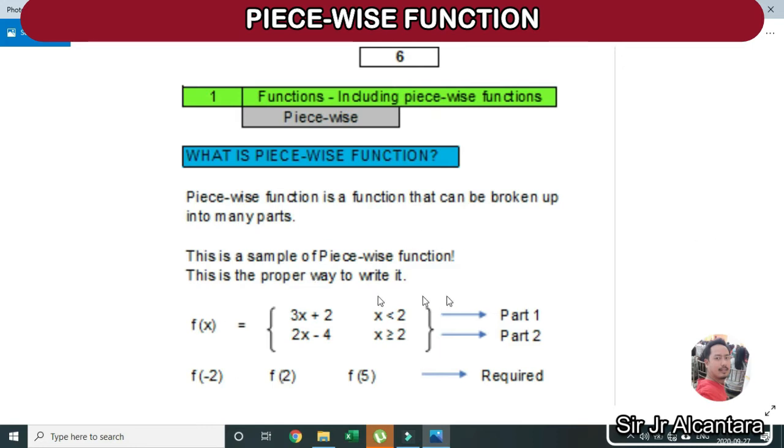So, ito yan. Ito ang example ng piecewise functions. Ito yung functions na broken up sa part 1 at saka part 2. So, gagamitin mo itong part 1 kapag ang x ay less than 2. Pero kapag ang x ay equal or greater than 2, ito ang gagamitin mo, part 2. So, ito naman, ito yung required. Ito yung kailangan natin isolve. Ito yung hinahanap natin. So, para maintindihan natin ng mas maayos, papakita ko sa inyo ang example.